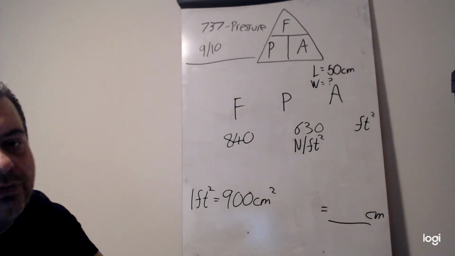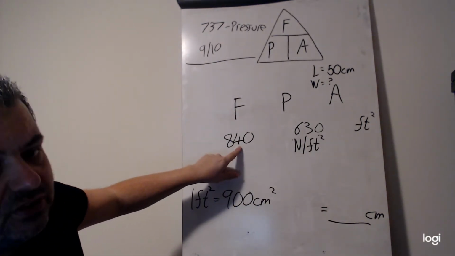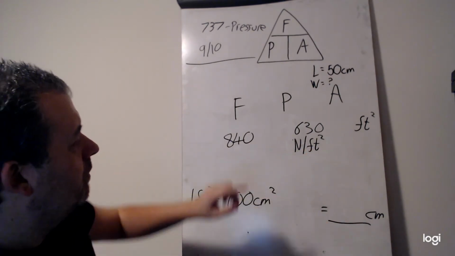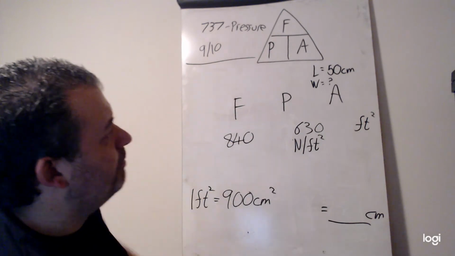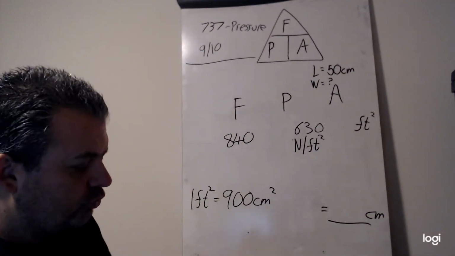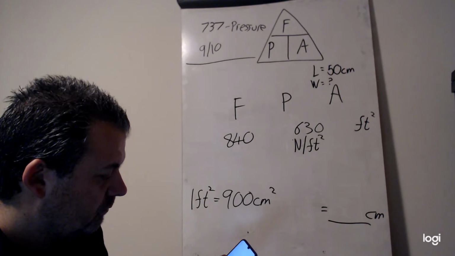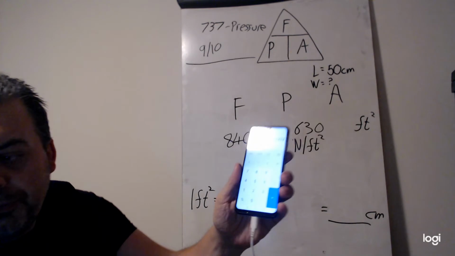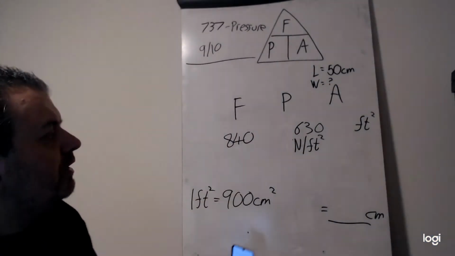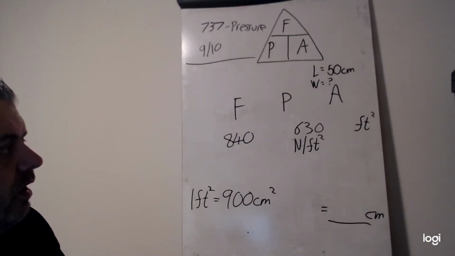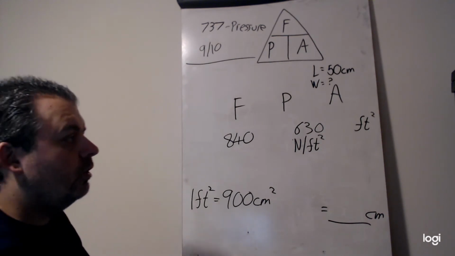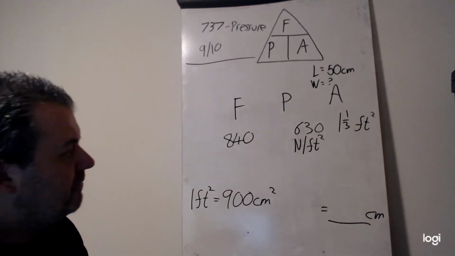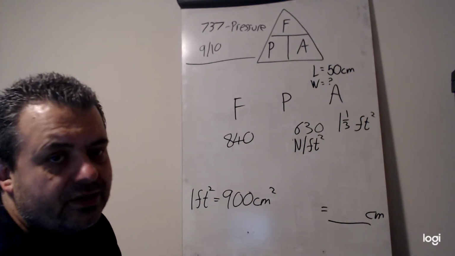Now let's start looking at the question. Force, it's in newtons. Pressure, it's in newtons per square foot. Let's do the work. Force divided by pressure. 840 divided by 630, 1 1/3. 1.3 recurring, 1 1/3. That's the area. Alright, that's 1 1/3 feet squared. Here's the problem.